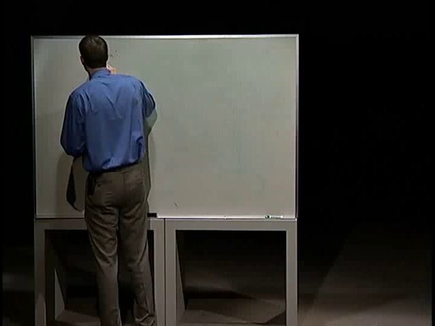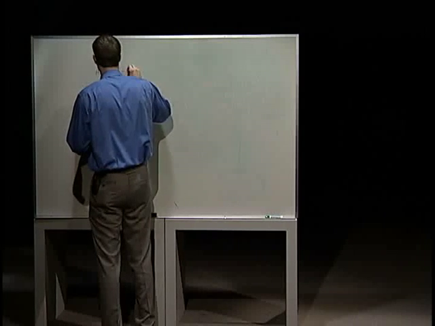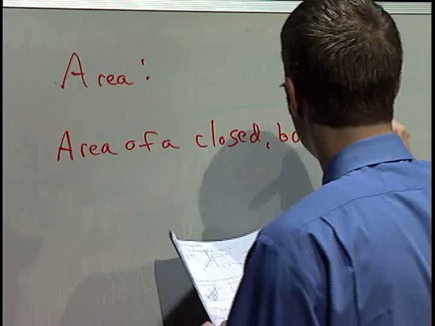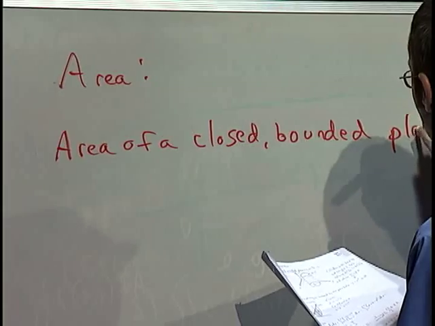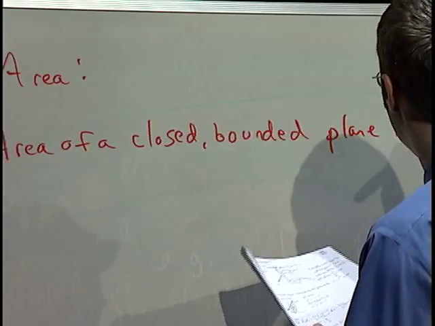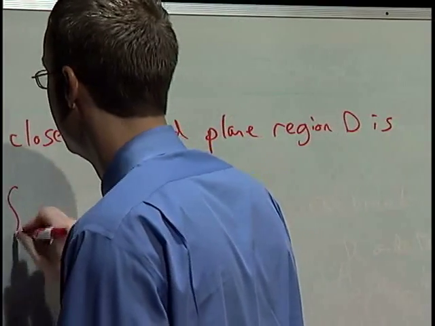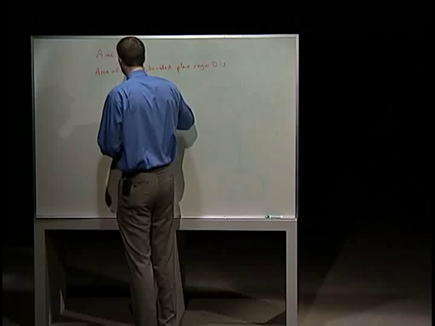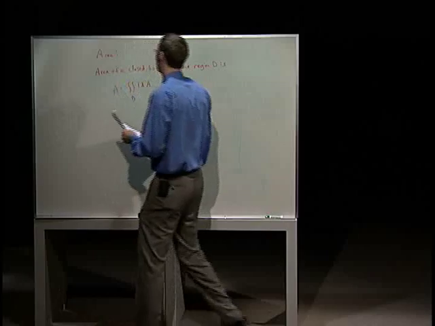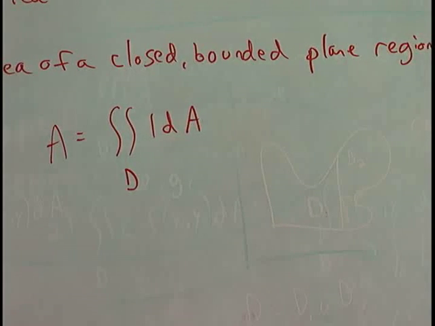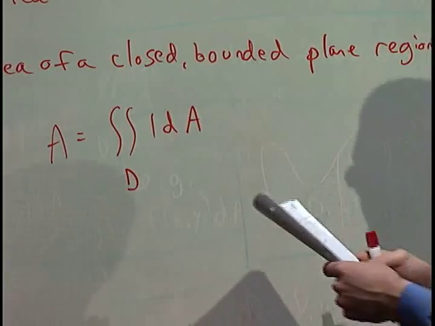So the area of a closed, bounded plane region D is the integral of 1 dA over D. This should look awfully familiar to you from doing calculations of area in single variable calculus. And the reason is the following.